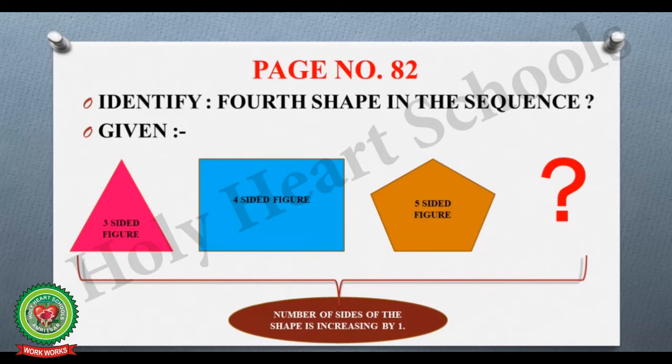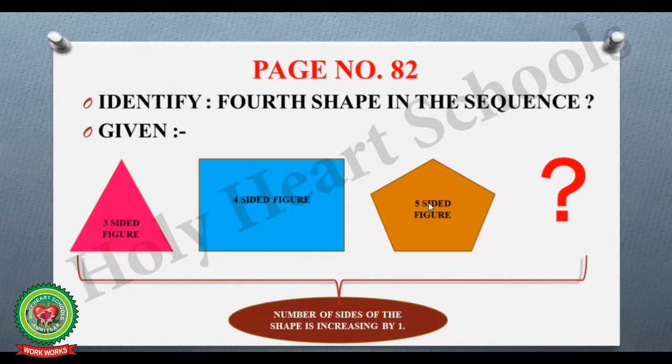Now move to the second step, which in logical thinking is identify. First of all, we need to observe what we need to identify. Here you can see what is given to you. We have been given a three-sided figure known as a triangle. We have a four-sided figure that is known as a rectangle. The next figure is a five-sided figure that is known as a pentagon.